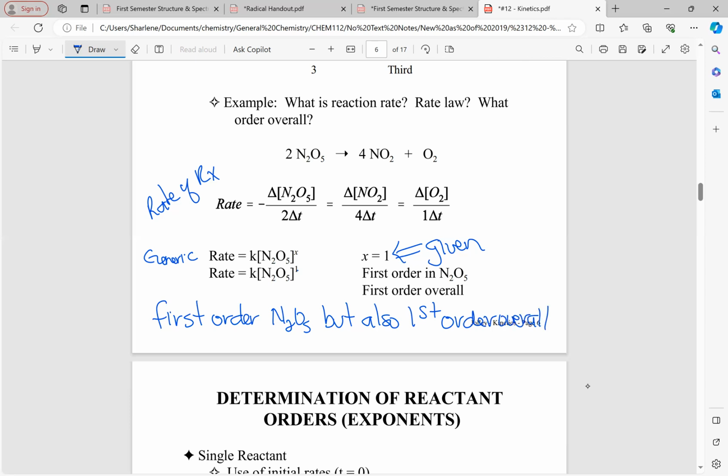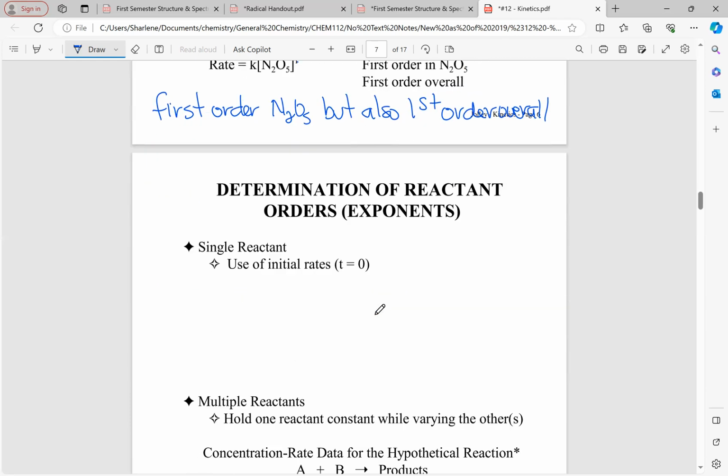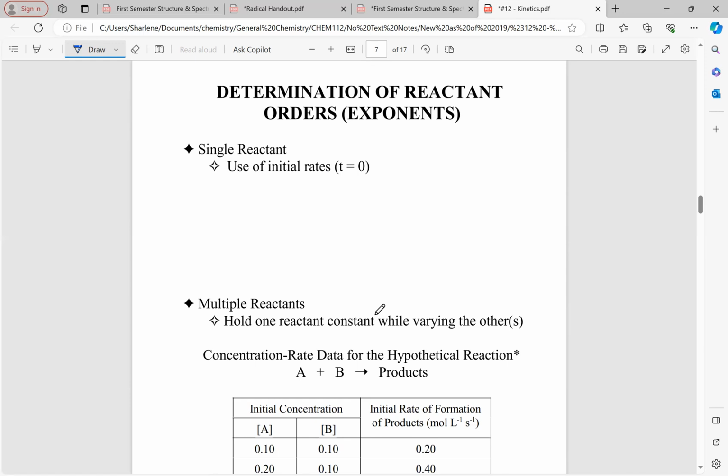That is the way that you come up with the different exponents. Now, this one was given. They won't always be given. You're going to have to determine them. How am I going to do that, you say? Well, it depends. How many of them are there? If you only have a single reactant, or multiple reactants, you have to have experimental data.